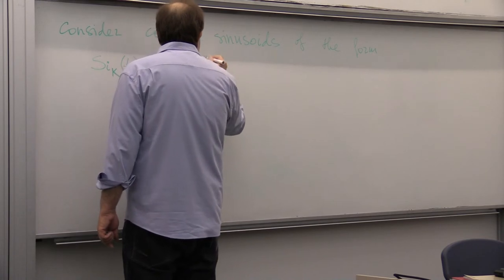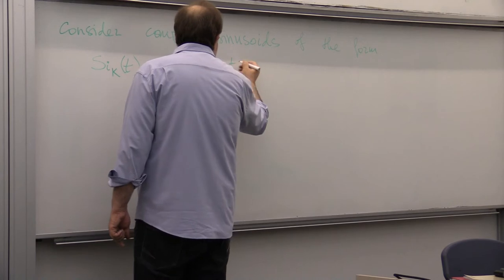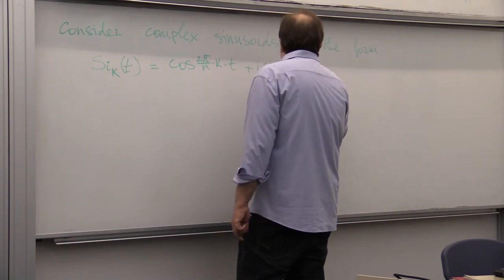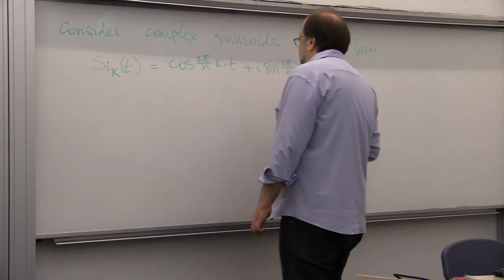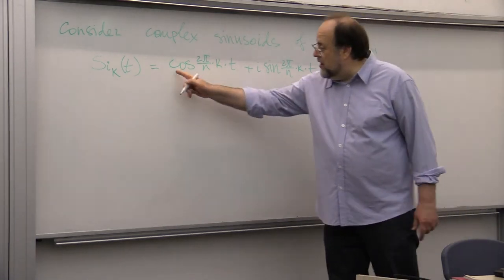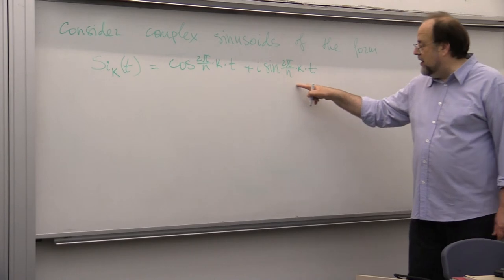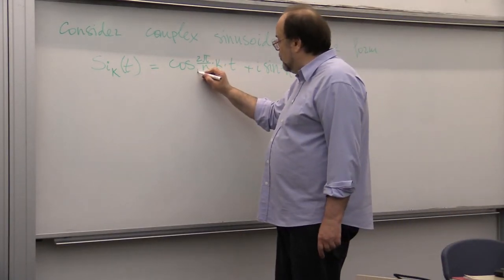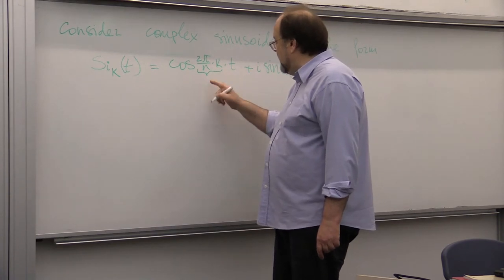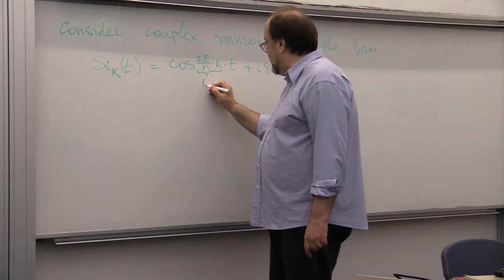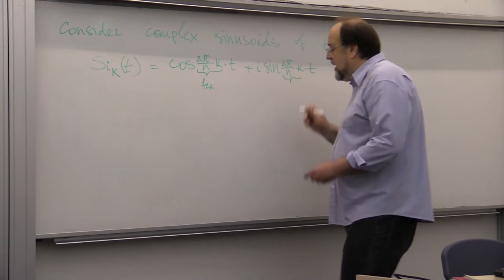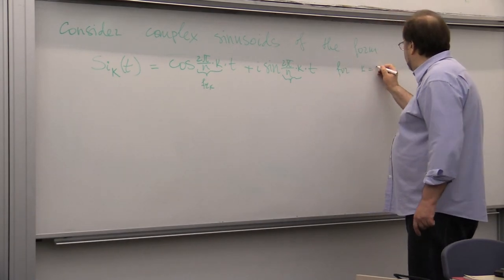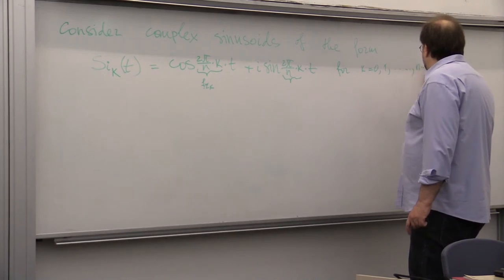cosine 2 pi over n times k times t plus i times sine 2 pi divided by n times k times t. So the real part is a cosine sinusoid and the imaginary part is a sine sinusoid. What are the frequencies of these two waves? Well, this is the frequency, let's call it f r k, and it's exactly the same as here. So as k ranges, for k equals 0, 1, up to n minus 1.